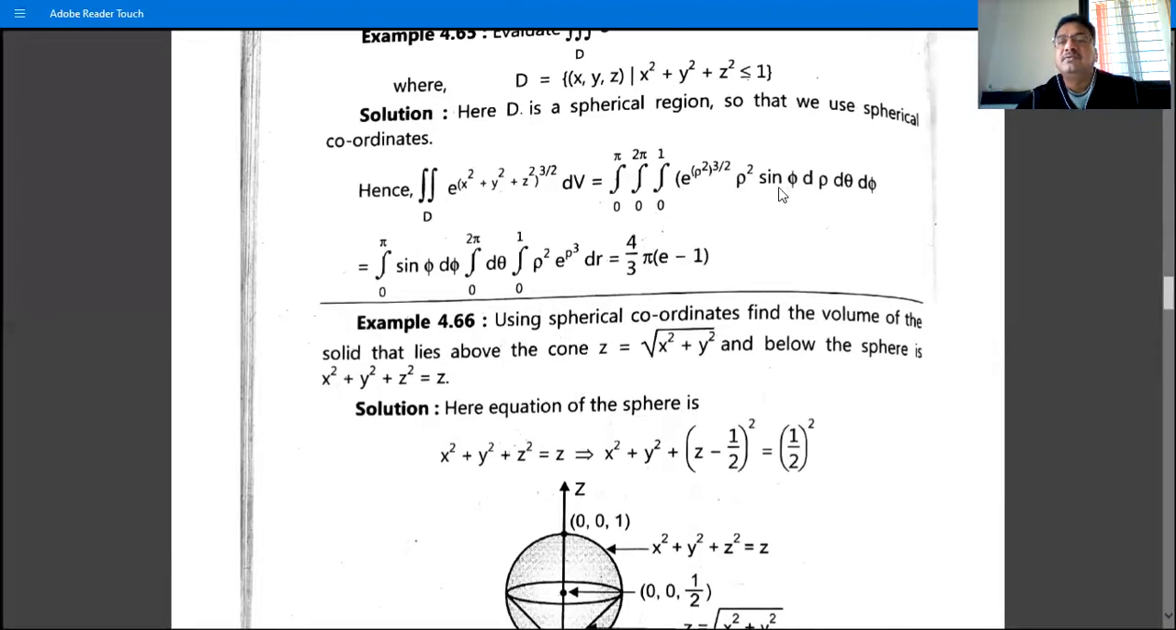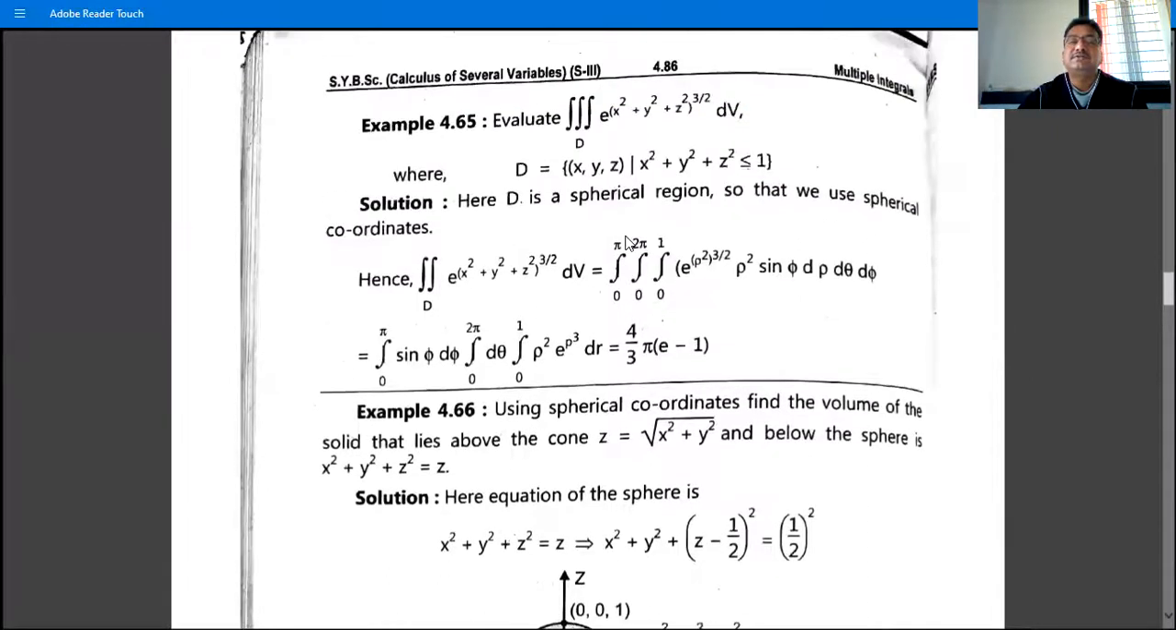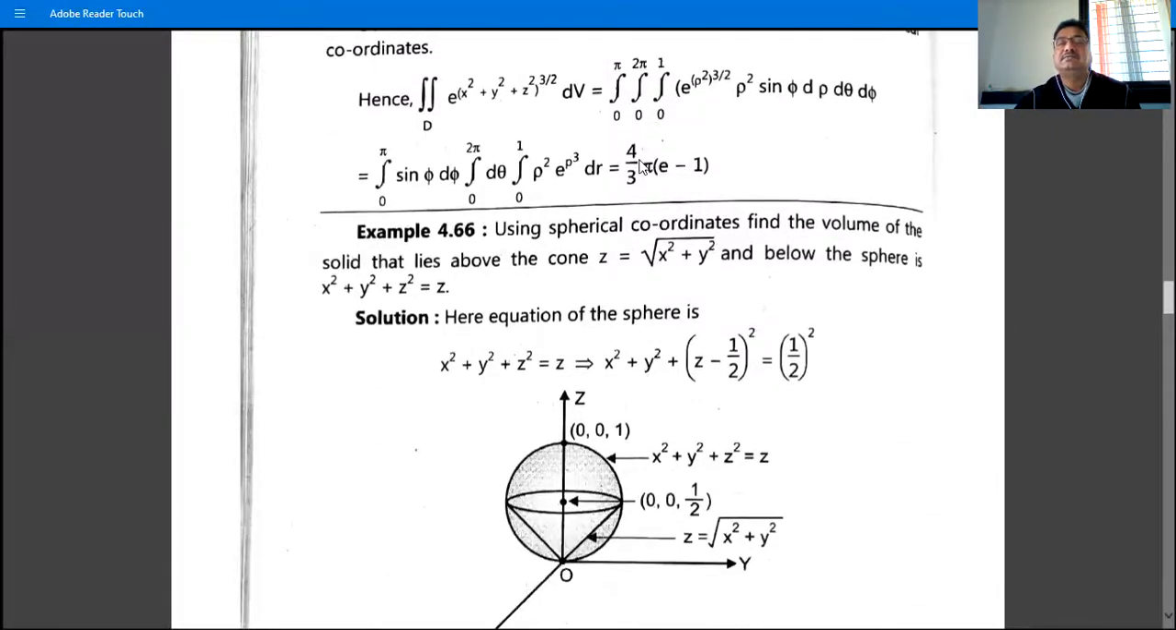While integrating with respect to r, this is e raised to r cube, so substitute r cube as t, with derivative 3r square dr as dt. So by change of variable, we have the answer, 4 by 3 pi (e minus 1).